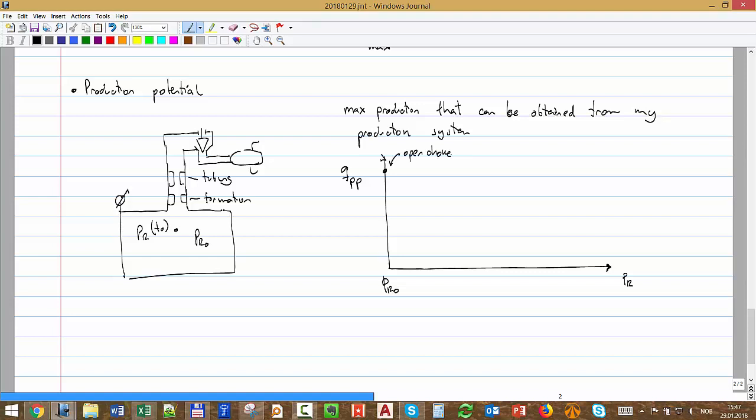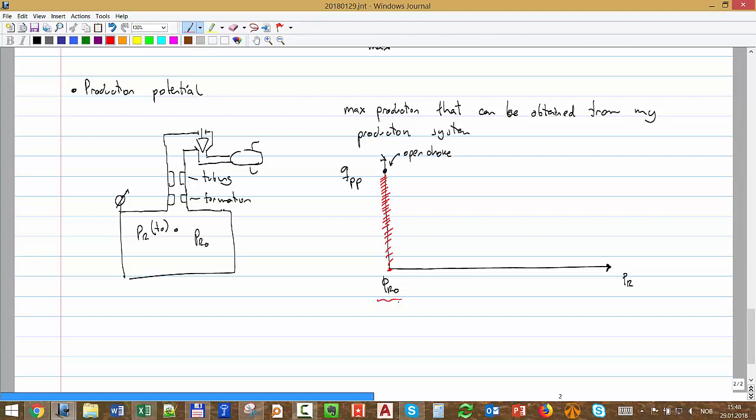But in principle, by regulating the choke, I can get any rate below the potential, not above the potential, any rate below. So all of these rates are feasible rates, all the way to when the choke is fully closed, which is 0. Do you see that? And it's a function of reservoir pressure.